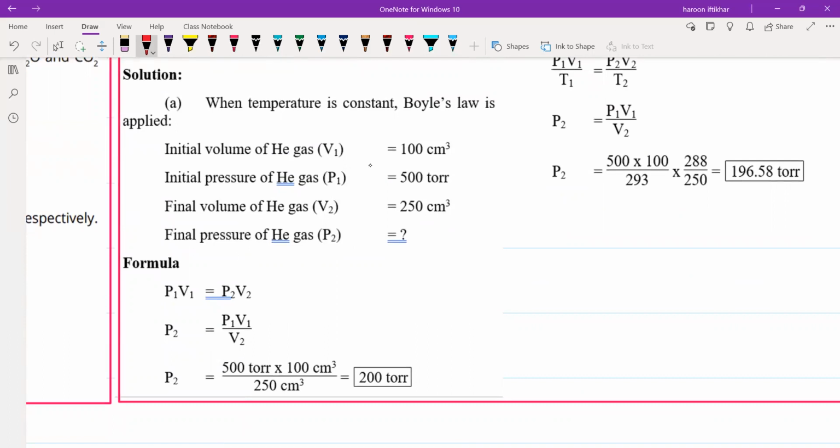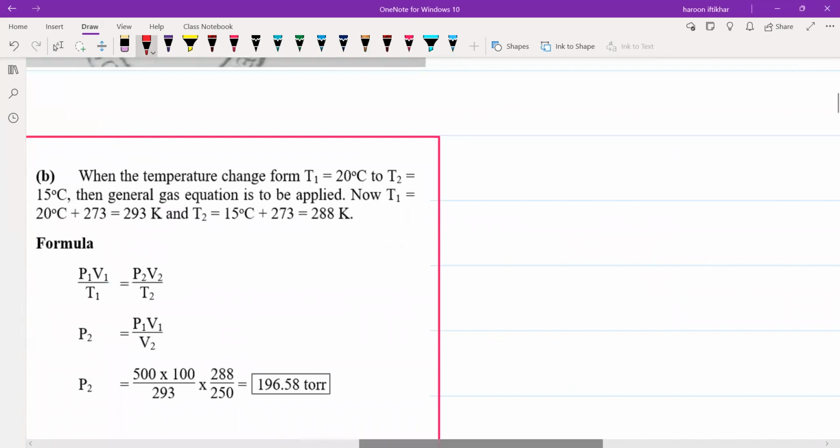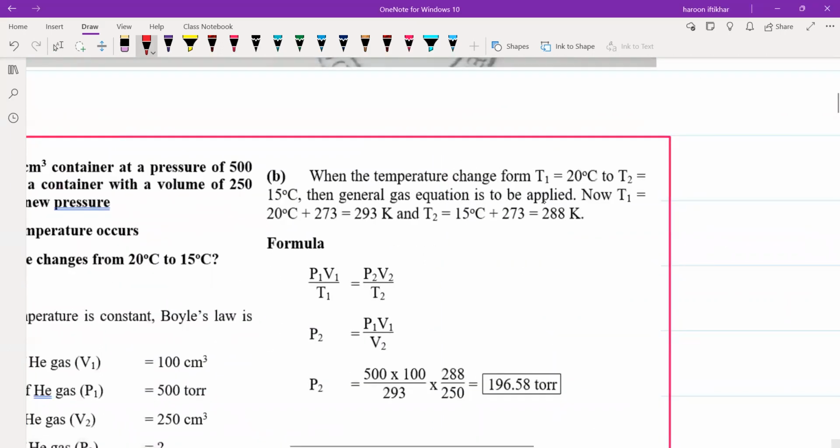When you are increasing the volume, there will be a decrease in pressure. So you can see your answer. You will simply rearrange the equation and get your answer. Then the temperature increases from 15 degrees to 20 degrees, okay? So from 15 degrees to 20 degrees, you are increasing the temperature.